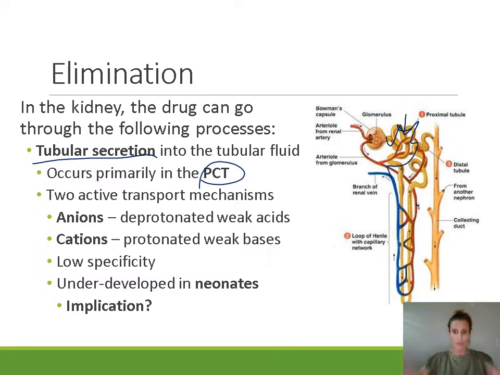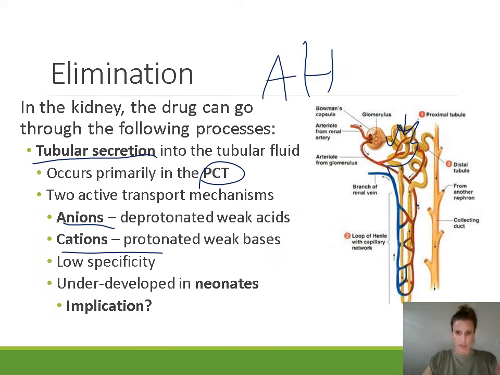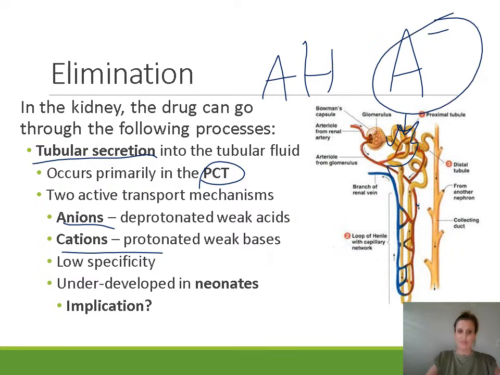They pump either anions or cations. Anions are usually the deprotonated weak acids. Remember, we saw the acid, or we can have the acid with its associated hydrogen. And we said that when the acid has hydrogen, it's happy. When the acid does not have hydrogen, it's negatively charged. So deprotonated acids are anions. And then protonated bases, so when the base has its proton, it's positively charged, so that's a cation.